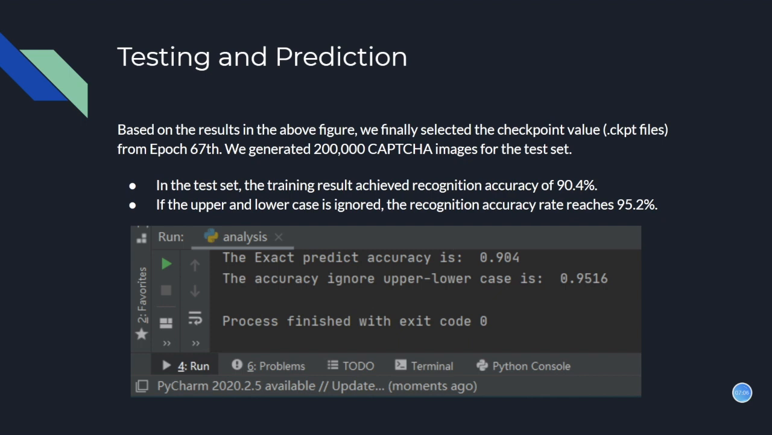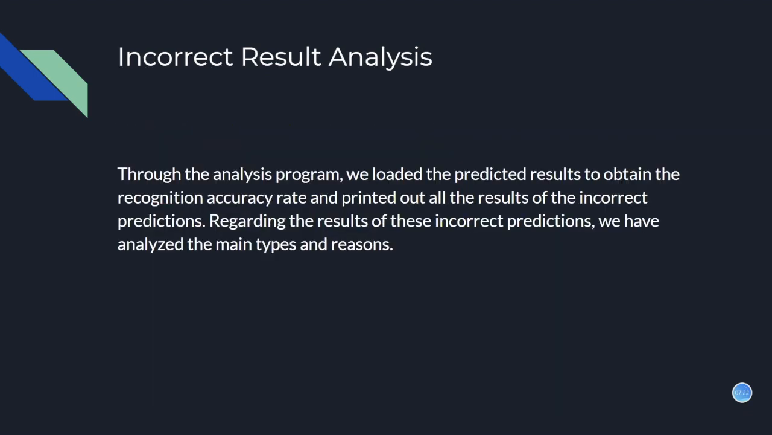In the test set, the training result achieved a recognition accuracy of 90.4%, and if the upper and lower case is ignored, the recognition accuracy rate reaches 95.2%. And we believe that accuracy rate has far exceeded our expected target of 80%. Through the analysis program, we loaded the predicted result to obtain the recognition accuracy rate and printed out all the results of incorrect predictions. Regarding the incorrect predictions, we have analyzed the main types and reasons.